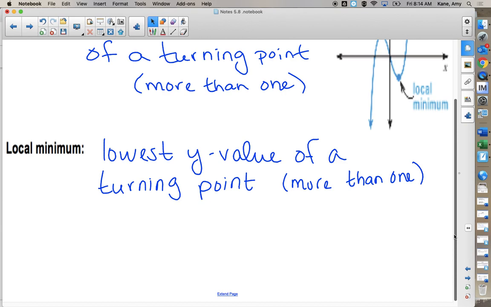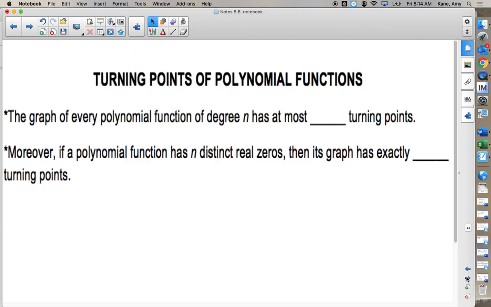So we're going to flip the page. Right here, there's one less turning point than the power, and whatever the power is, there are that many. It says if a polynomial has n distinct root zeros, then it has exactly n minus 1 turning points, which is what we summarized on the worksheet.